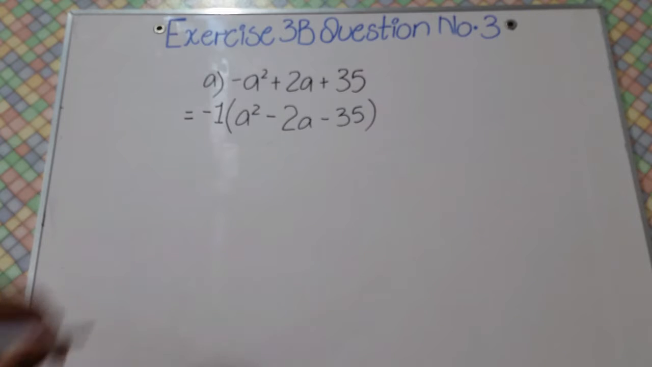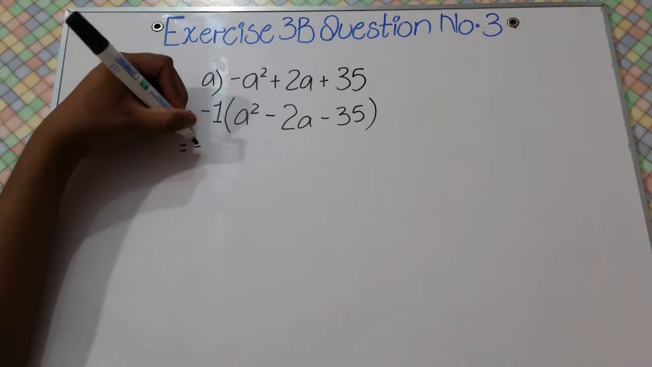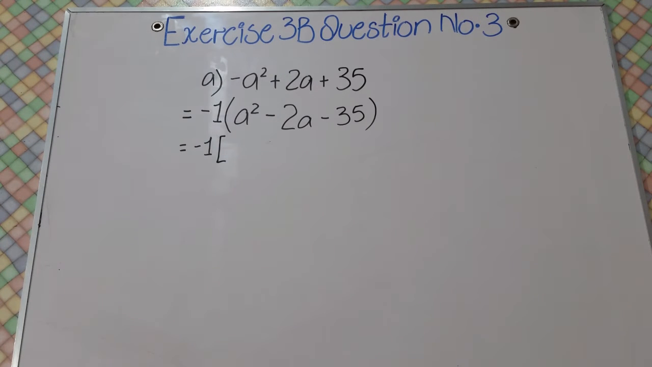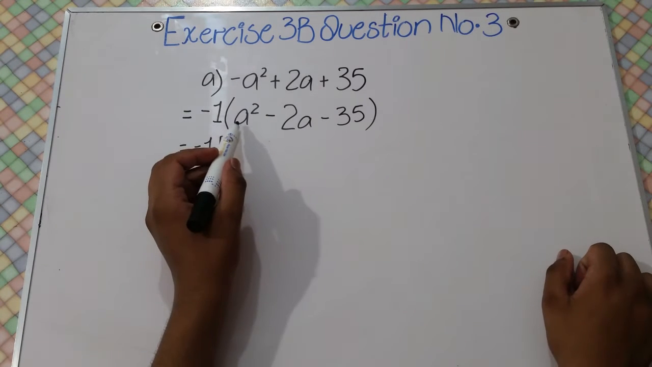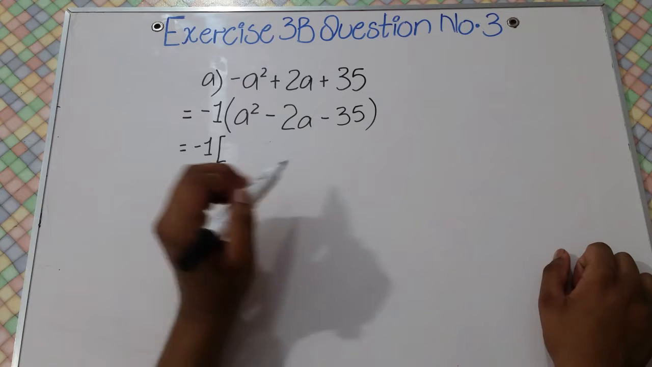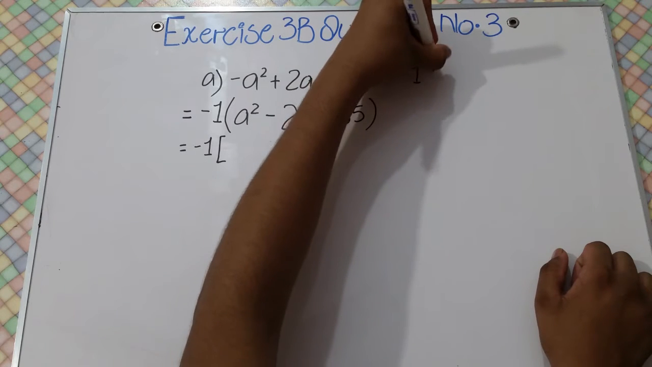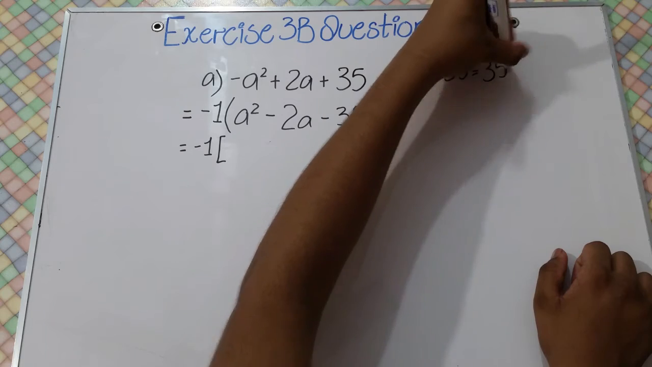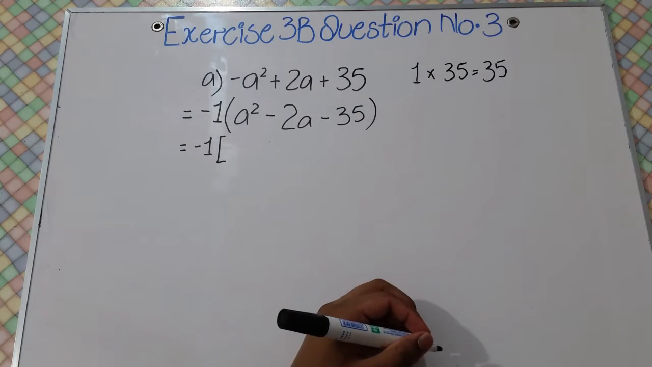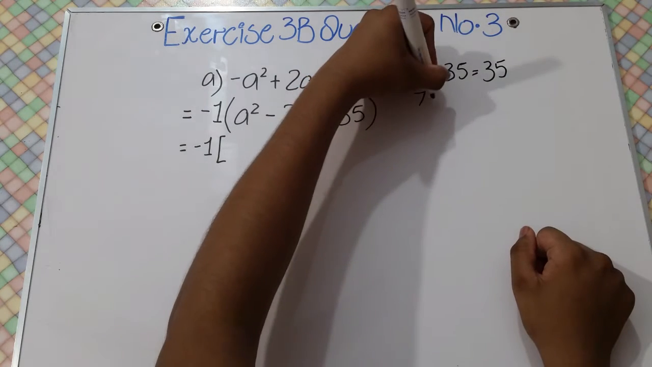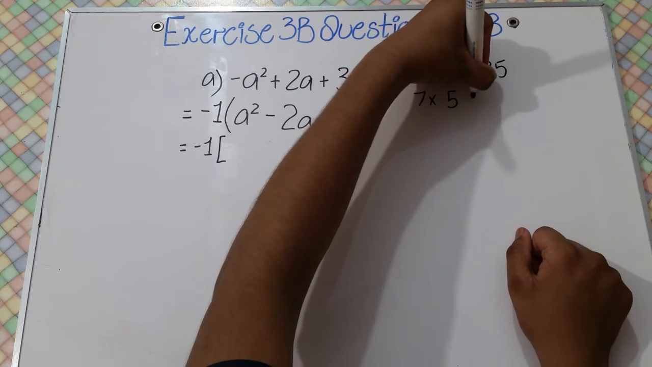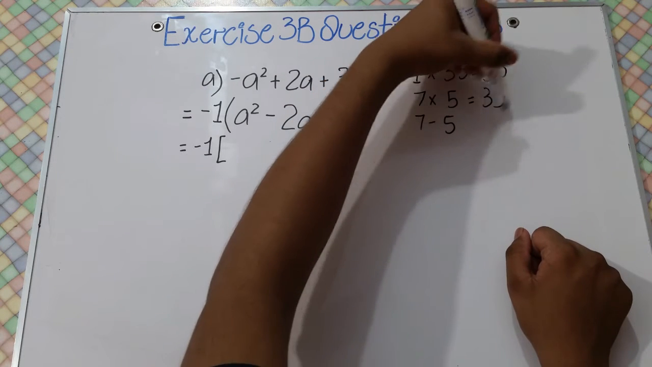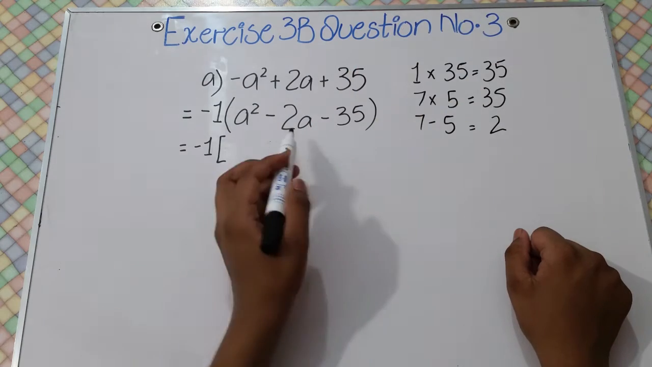Okay, now I'm going to find the middle term first, where minus 1 is the common. Now the middle term would be, if I multiply, when it is A square, it is considered as 1. So if we write 1 multiplied by 35, it is 35, and the numbers by which we can find 35 would be 7 multiplied by 5, it is 35. And then if we subtract 7 and 5, it is 2, means 2 is the middle term.